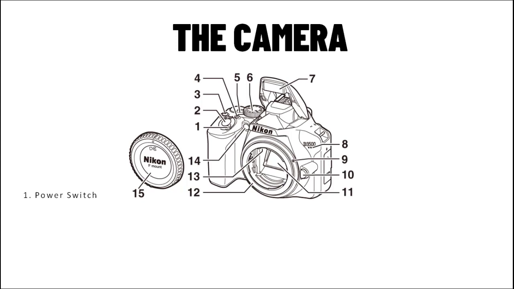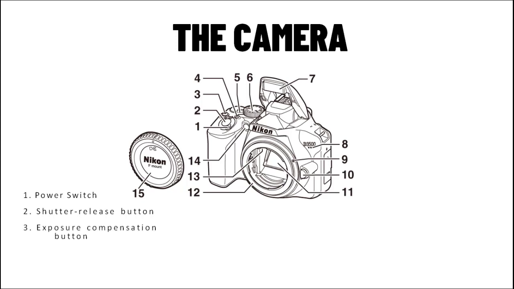Different cameras have different power switches. For this camera, this Nikon D3500, the power switch is this one. Number one, you slide it this way to on, and you slide it back to off. The second point is our shutter button, the shutter release button. This is the button which you press to focus: you half press it to focus, and you full press it to shoot.